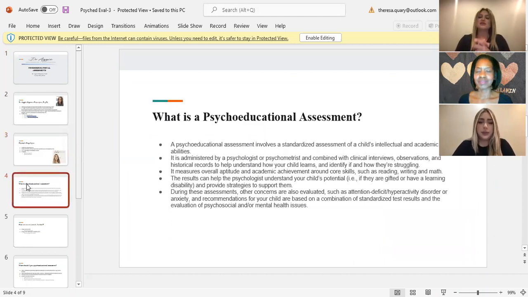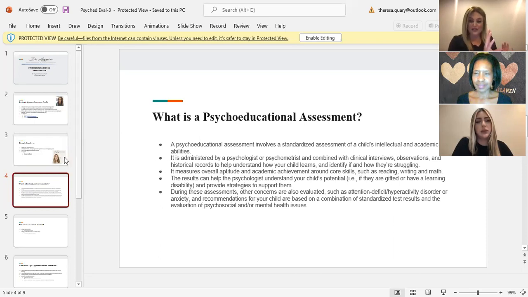Yes, perfect. So as you guys know, there's different types of assessments. And what I wanted to talk about today, specifically, is called psychoeducational assessments. So what is a psychoeducational assessment? A psychoeducational assessment is a psychological assessment combined with educational assessment. So it's both put together.